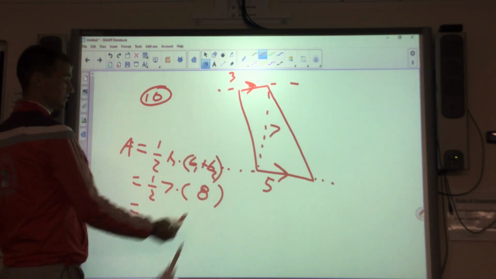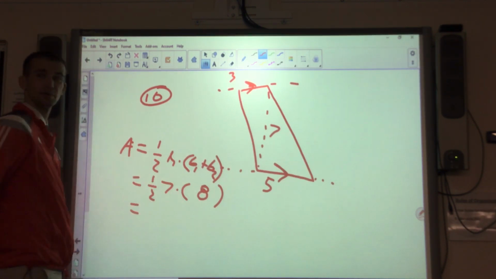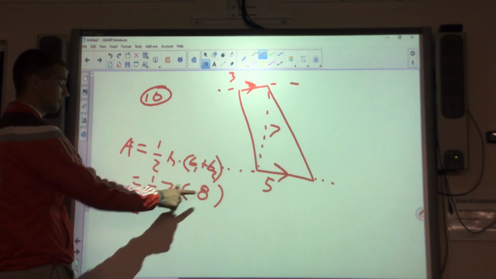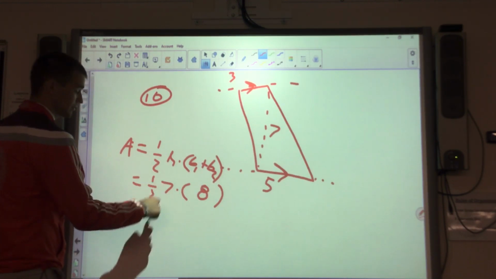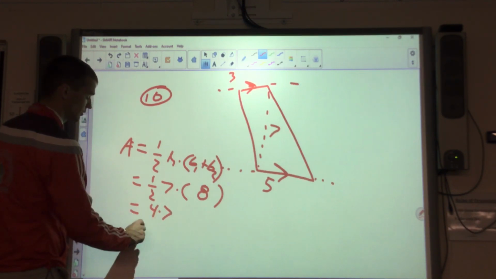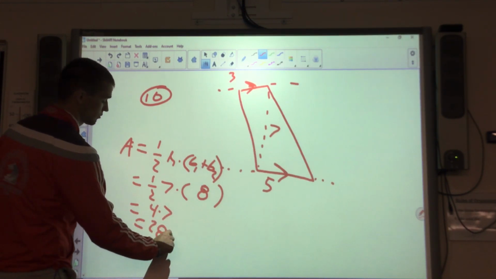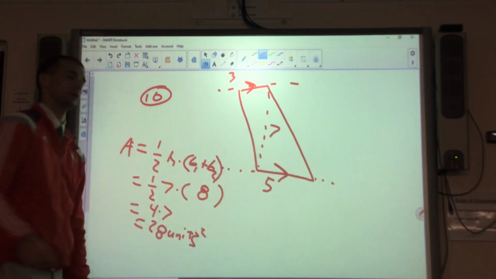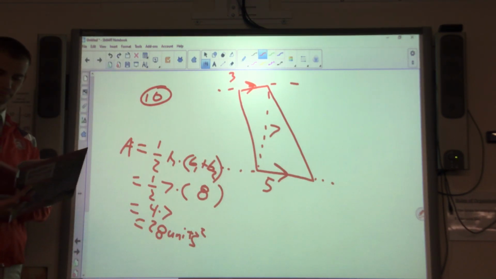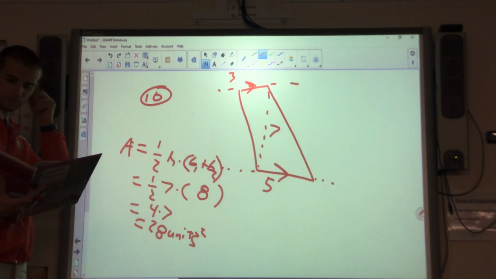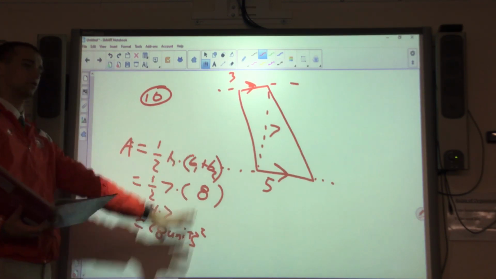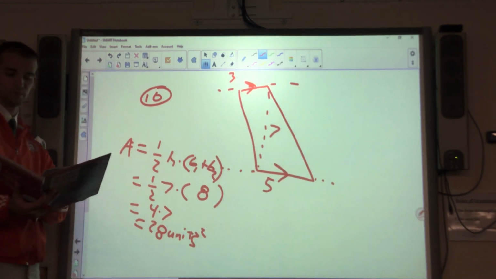I'm going to do 1/2 times 8 right away because I don't really want to do 56 divided by 2 in my head. I could, but I don't want to. Remember, multiplication is commutative. 8 times 1/2 is 4. 4 times 7 is 28 units squared. And it's more of the same. You always have to go back to the formula.